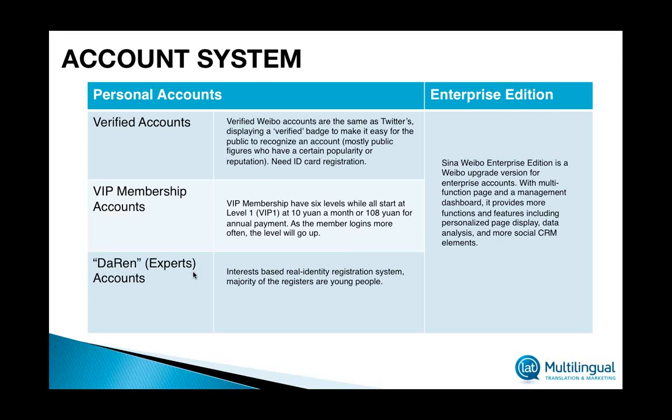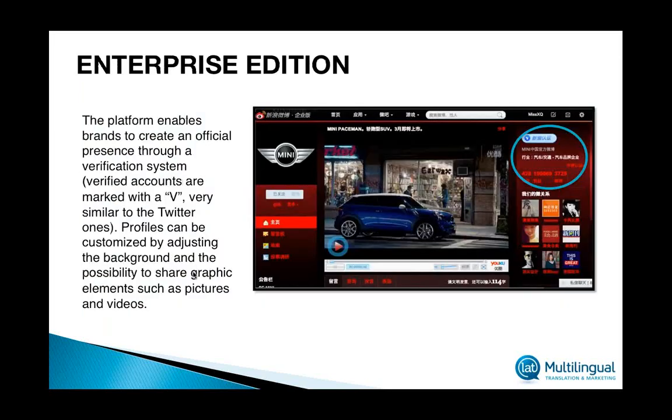Sina Weibo Enterprise Edition is a Weibo upgrade version for enterprise accounts. With a multi-function page and a management dashboard, it provides more functions and features, including personalized page display, data analysis, and more social CRM elements. Here is the Enterprise Edition. This is a Mini Cooper. You can see that the page can be customized based on the brand's message, and the platform enables brands to create an official presence through a verification system. For Enterprise Edition, you can see there is a blue V. Once you get the blue V, you will be given a lot of different functions or features that the personal account doesn't have.